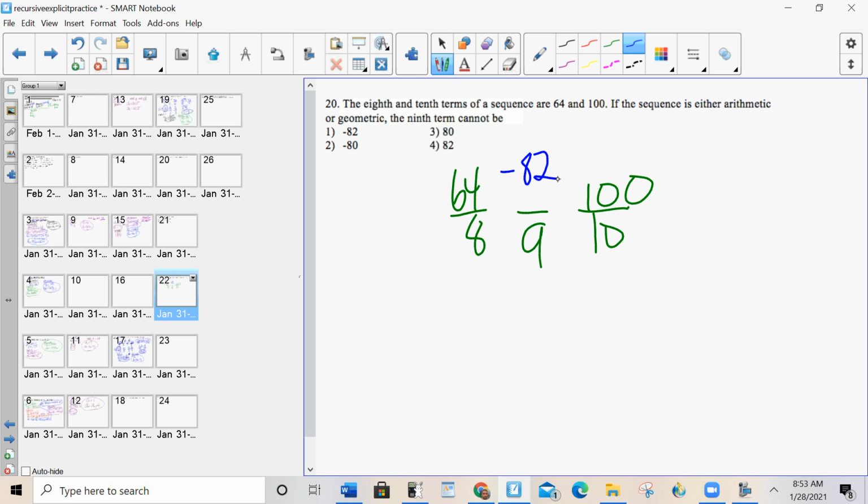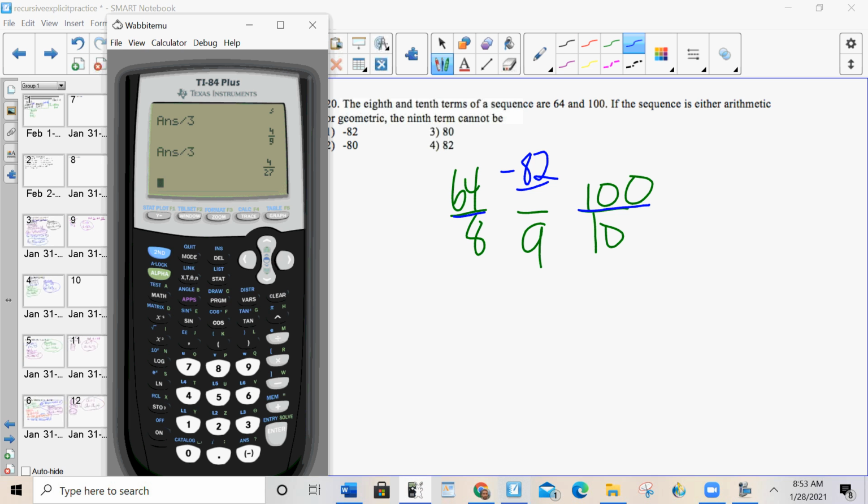Well, first off, if it's negative 82, then it's going positive, negative, positive, which means it would have to be geometric. The only way for it to alternate signs is to multiply by a negative. So let's see if there's a common ratio.